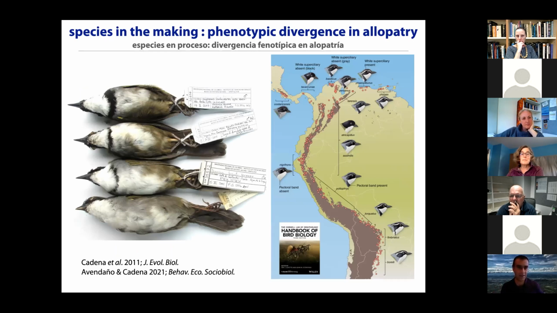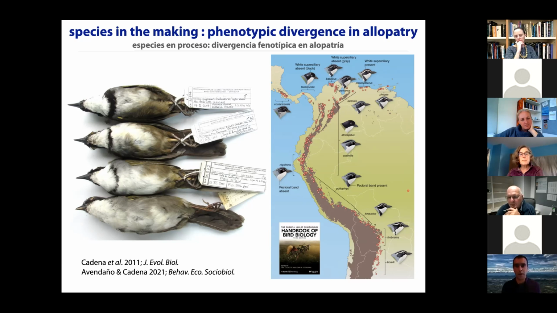And this is an example of a system we've been working on for many years, where you can see these birds which vary in the presence or absence of a pectoral band, and the extent of that pectoral band. And you can see in this map to the right that these patterns vary in a sort of chaotic checkerboard fashion. So things get isolated, they diverge in signals, which may be related to communication, that leads to the buildup of diversity in the long run.